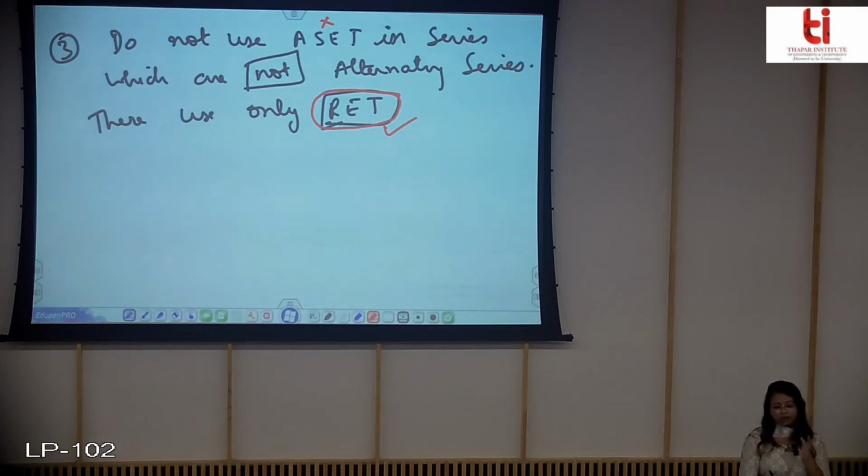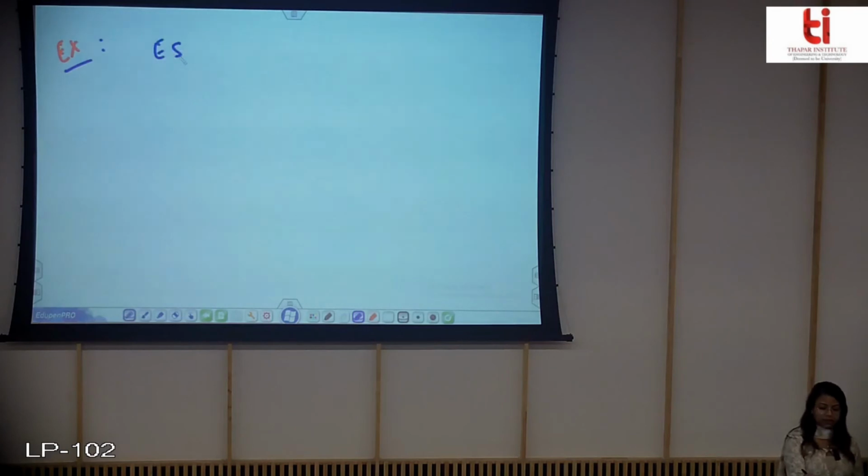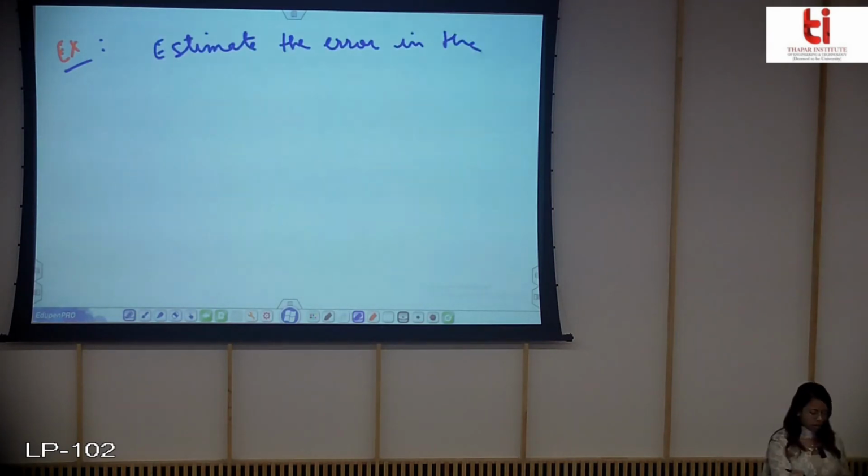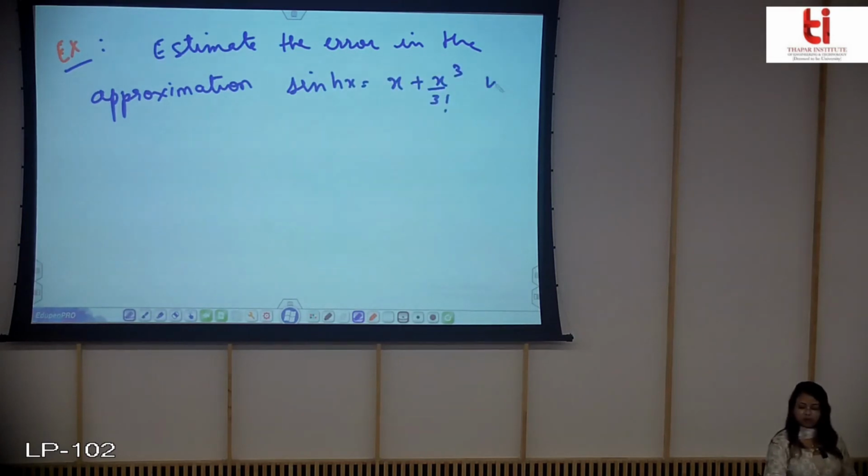Till now you have done both, the alternating series estimation theorem and RET. Now we will see that if we have only plus signs, we will apply only this RET and how to solve those problems. Estimate the error in the approximation sinh x is equal to, when mod of x is less than 0.5. Okay.